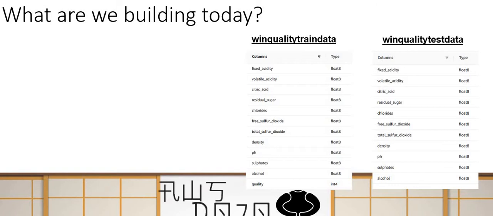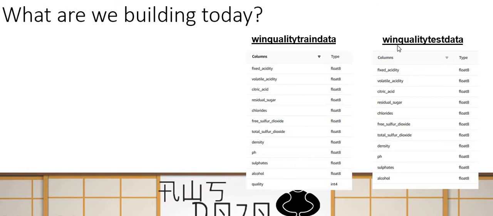Now, for this purpose, we have divided our data into two tables to keep it very simple. One table is called wine quality train data, where we keep the training data, and you can see in the training data you have your feature columns as well as your target column. And the target column is quality, by the way, just to reiterate.